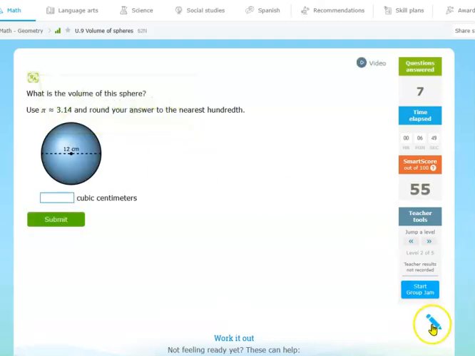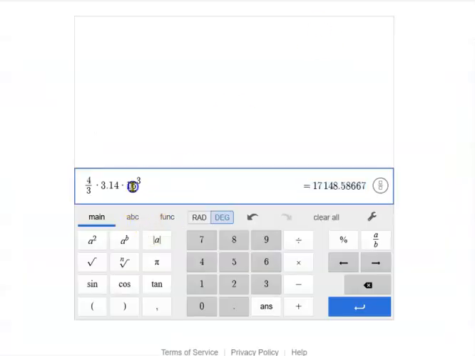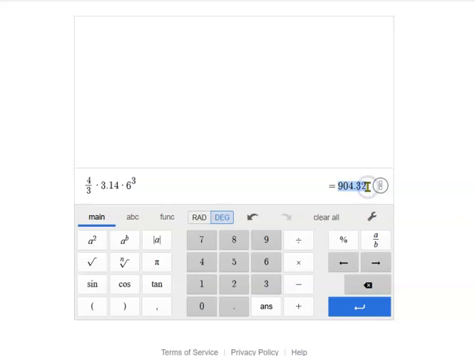Same thing, we have the diameter and not the radius, okay? So the radius, do you guys see the difference, how the dotted line goes all the way across? If the dotted line goes all the way across, you have to take that and divide by 2. Okay, so the radius is 6. Let's go put that in. Okay, here's our answer, 904.32.